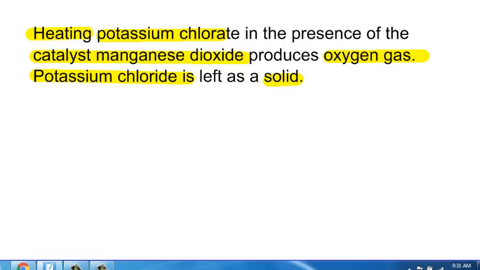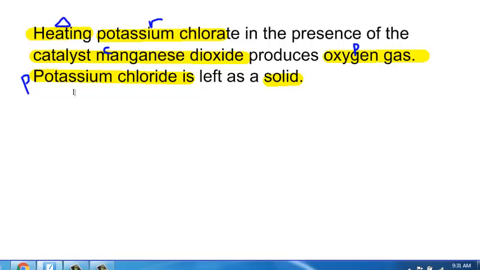Okay, so we want to decide what here is reactant, what is product, and if so, catalysts. So what are the reactants? Remember, reactants are the things that you start with. Potassium chlorate is your only reactant here. The oxygen and the potassium chloride are products.